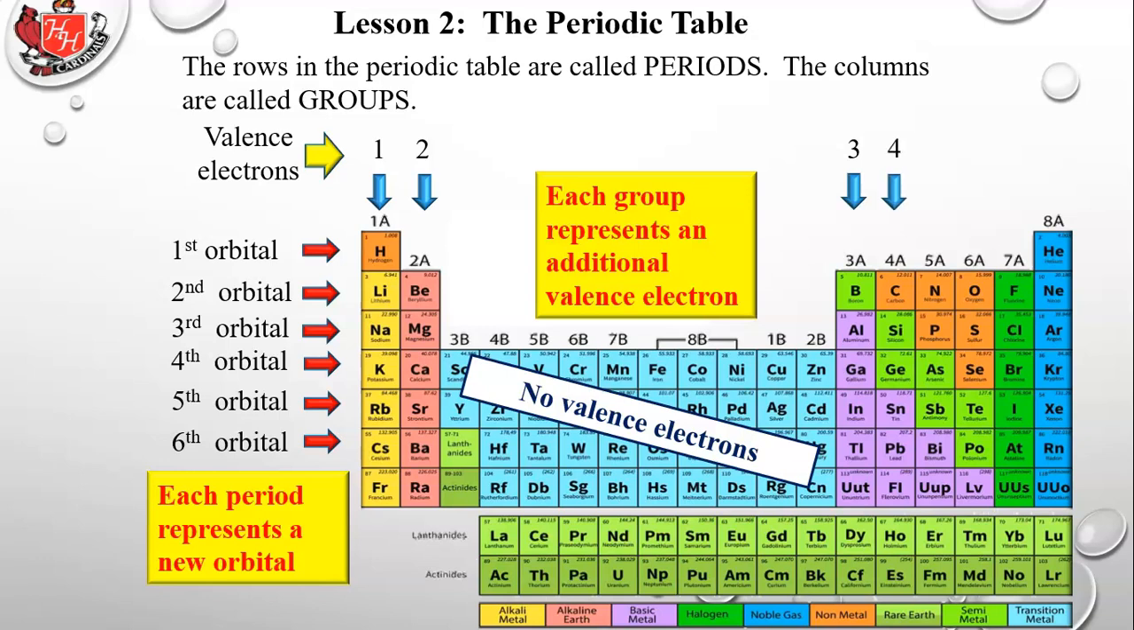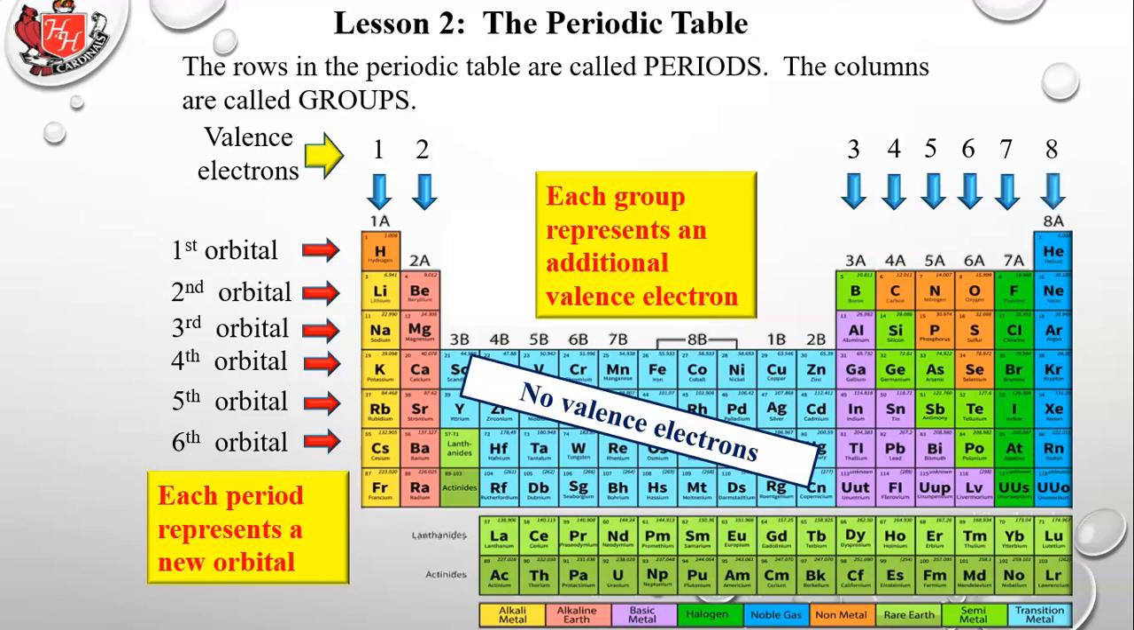Everything from carbon on down in the 4A column, C, Si, Ge, all have 4 electrons in their outer orbital. Group 5A, nitrogen, phosphorus, arsenic, they all have 5 electrons in their outer or valence orbital. Group 6A, oxygen, sulfur, selenium, they all have 6 electrons in their valence orbital. Group 7A, that's fluorine, chlorine, bromine, they all have 7 electrons in their outer orbital.